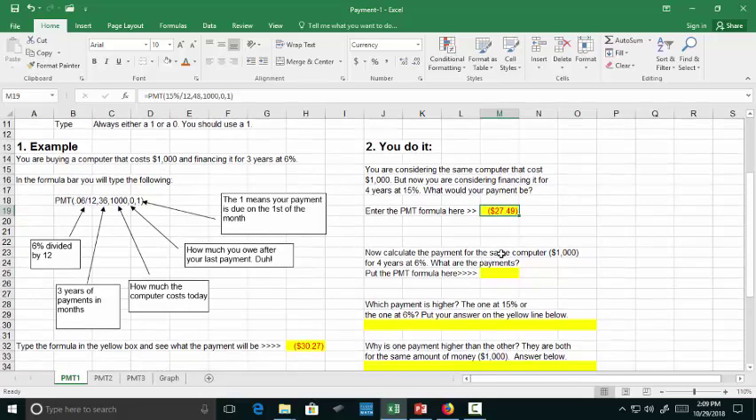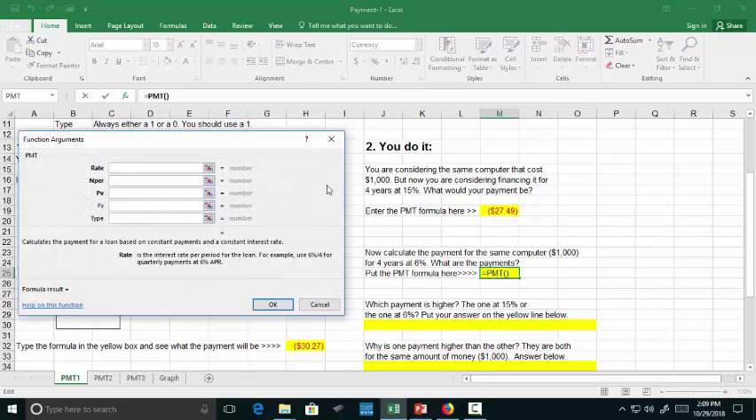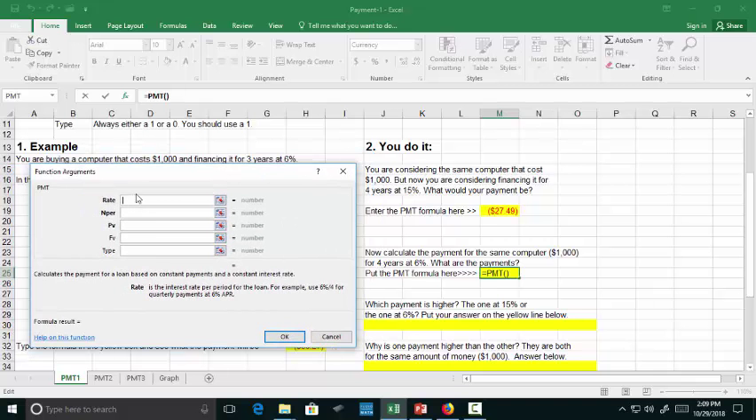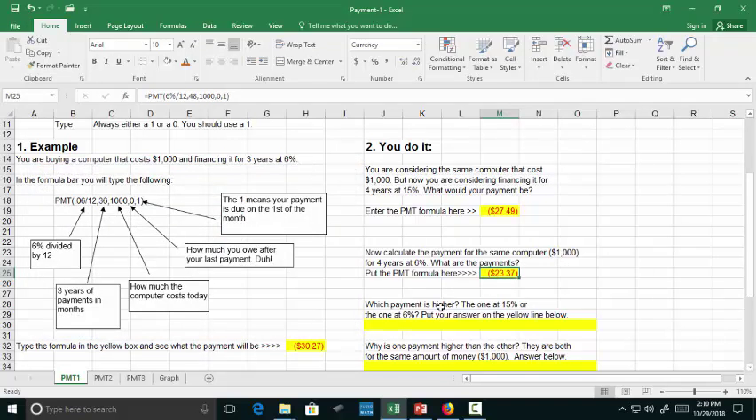Now let's calculate the payment for the same computer for 4 years at 6%. Let's go ahead and use the payment function. Select OK. The arguments, the rate, 6%, so that is 6% divided by 12. Number of payments for 4 years, 12 times 4 is 48. Present value is $1,000, future value will be 0, and we make the payments at the beginning. Select OK. Which payment is higher, the one at 15% or the one at 6%?